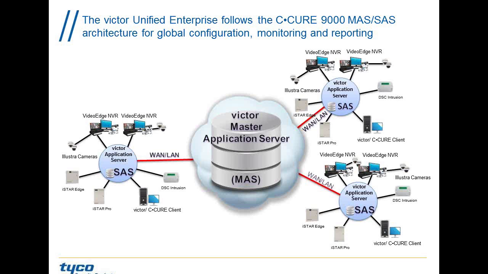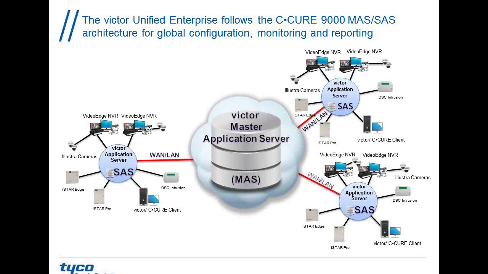But one of the key things here is that as we've put this together and launched it, we've been able to keep this in line with our enterprise solution for Secure 9000. And so the Victor application server can be installed at both the MAS and the SAS level, giving you access to the overall benefits of global configuration, global monitoring, and global reporting throughout an enterprise.